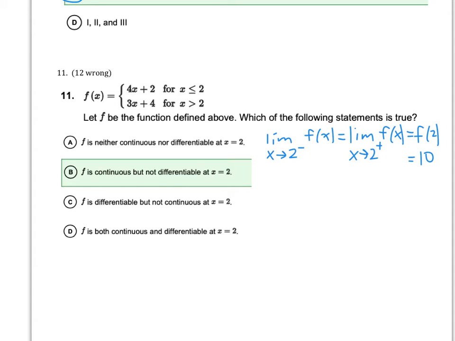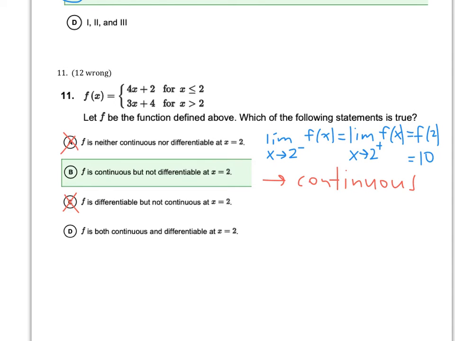So in this case, the left-hand limit of f of x does in fact equal the right-hand limit of f of x, which equals f of 2, which in fact is 10 for both of those cases. So therefore, we can conclude that we are continuous. Okay, so since we can conclude continuous, we know it can't be A, and we know it can't be C. All right, so now we need to determine if it's differentiable.